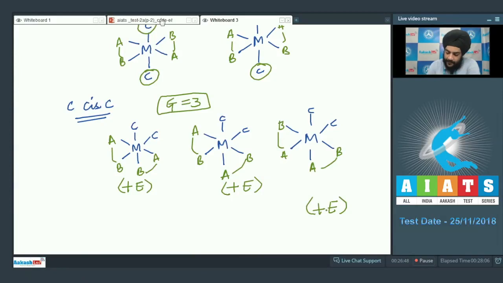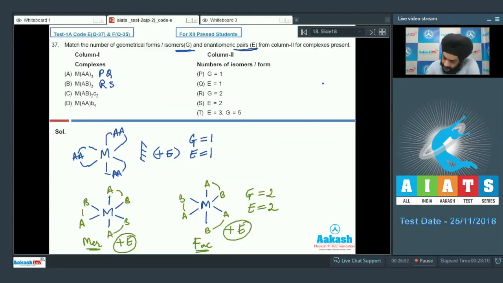So if we look very carefully, we can see that the complex given in option C has 5 geometrical forms, and it has 3 enantiomeric pairs. So it will be matched with option T. So C is matched with T.